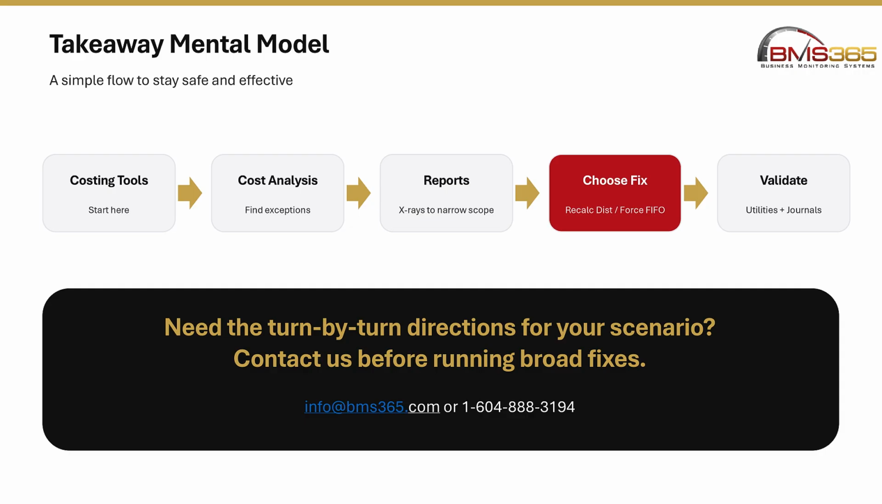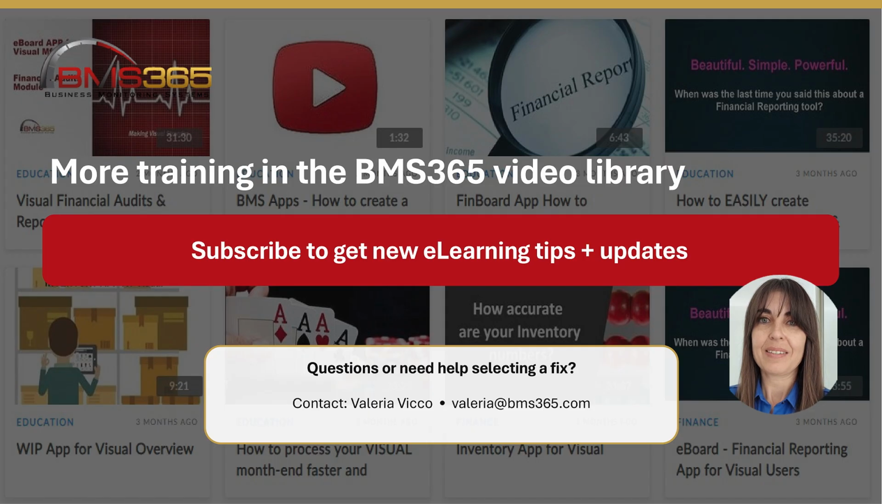So here's the takeaway, your simple mental model. Start in Costing Tools. Focus on cost analysis to identify exceptions. Use the diagnostic reports, cost distribution analysis, PO accrual analysis, and journal preparation analysis to narrow the issue. And when you need corrective action, the two primary tools to know are Recalculate distributions and Force FIFO, used carefully and intentionally. For more specific knowledge or guidance on how to use a specific tool in your exact situation, contact us. We'll help you pick the right fix and avoid turning a small crack into a broken foundation.